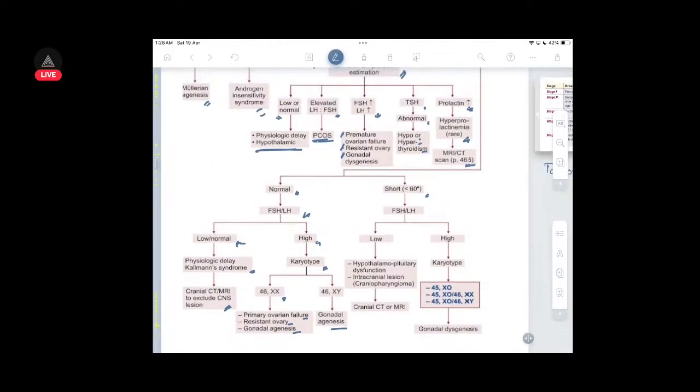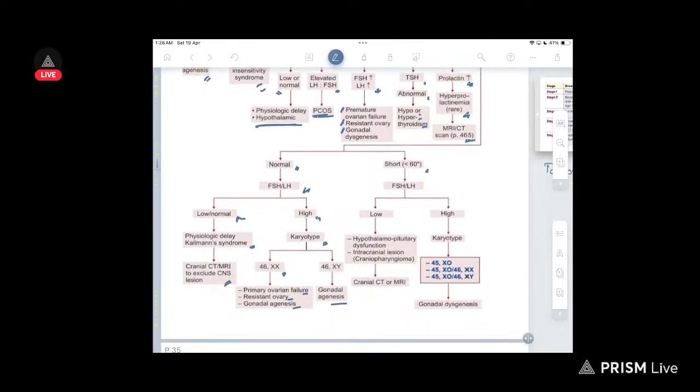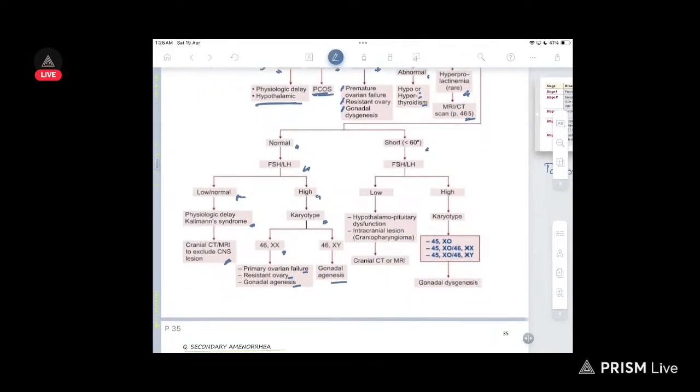So we do height. If it is normal, then FSH and LH. If it's low or normal, then it's physiological delay. CNS lesions you have to exclude. If height is short and FSH is low, then it is hypothalamo-pituitary dysfunction and intracranial lesion, craniopharyngioma may be there. If FSH and LH are high, you have to do karyotyping for gonadal dysgenesis.